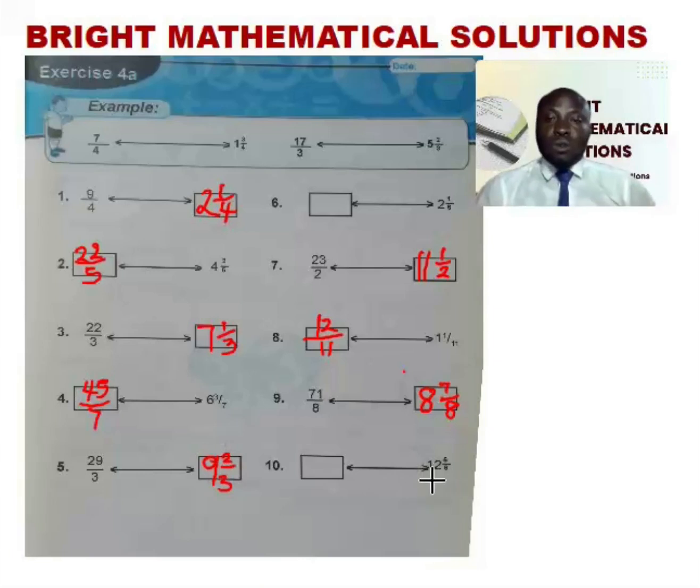5/6. So 12 multiplied by 6, that's 72. 72 plus 5, that's 77/6.